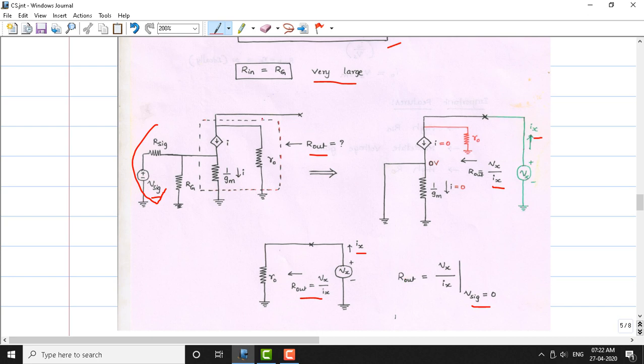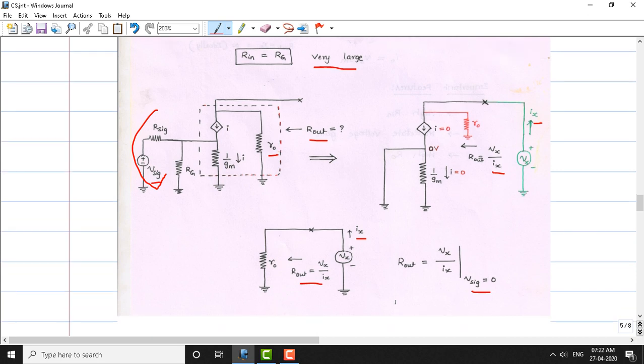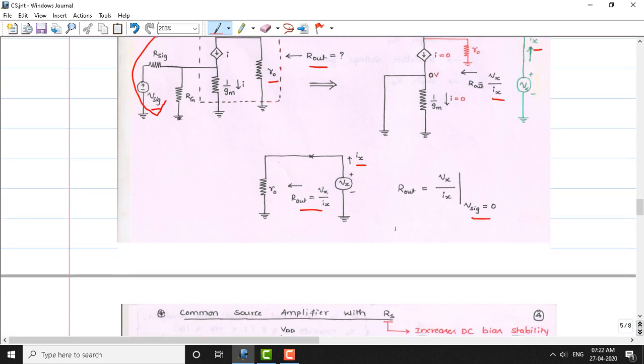Looking from the output side, the output resistance is equivalent to ro itself. In case you have RD here, then the output resistance becomes small ro parallel with capital RD. So this is the output resistance of the common source amplifier.